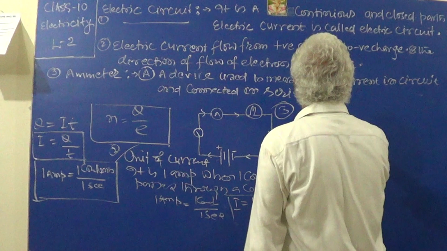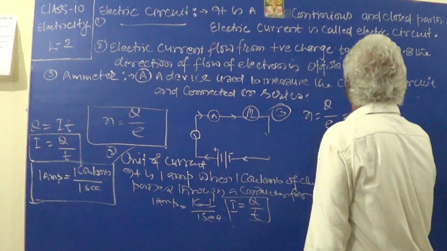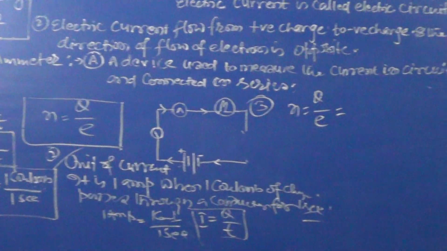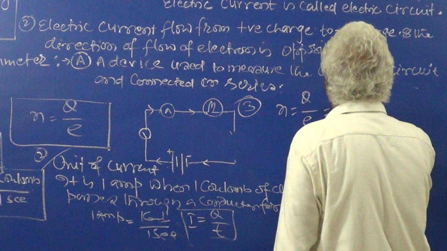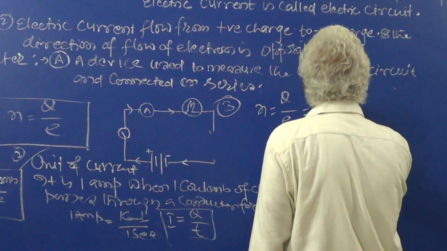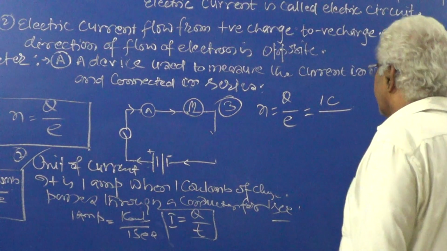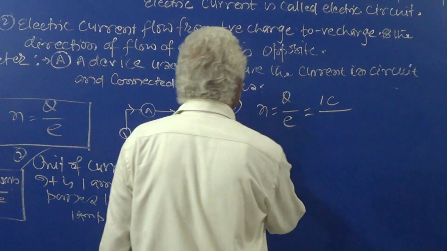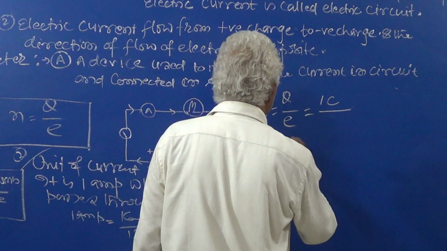Then the formula is N equal to Q by E. Right? It is the number of electrons. Calculate the number of electrons constituting 1 coulomb of charge. So your charge is 1 coulomb. Right? And charge on 1 electron.